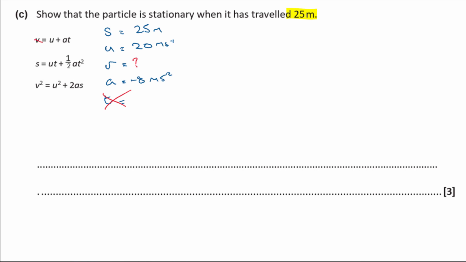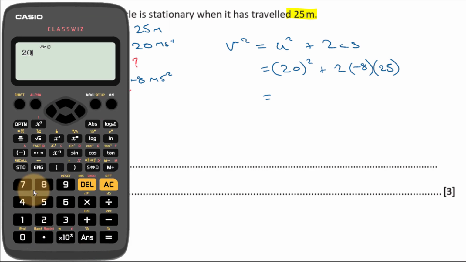So in terms of the SUVAT formulas, we don't need those two because they've got t in them. We're going to be using this one, v squared equals u squared plus 2as. So let's write the formula down: v squared equals u squared plus 2as. Sub in what we know. U is 20, so it's 20 squared plus 2 lots of a, which is minus 8, times s, which we know is 25. So what's that then? Just double check that on the calculator. 20 squared plus 2 times negative 8 times 25. That's 0.